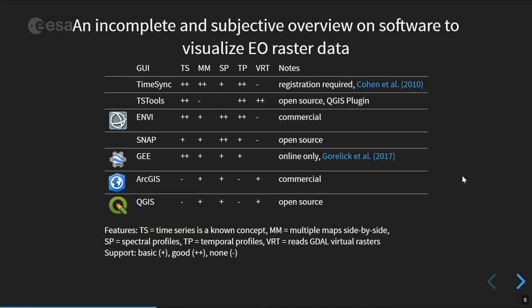Basically, we would say that there are remote sensing specific applications which are very good at considering something like raster image time series data. They have a concept of time series. They allow visualizing spatial maps side by side. They have something like a spatial profile, which gives us the band information per pixel, but also temporal profiles. And some of them are also able to handle virtual raster formats, which allow us to reorganize the data without the need to write images physically.